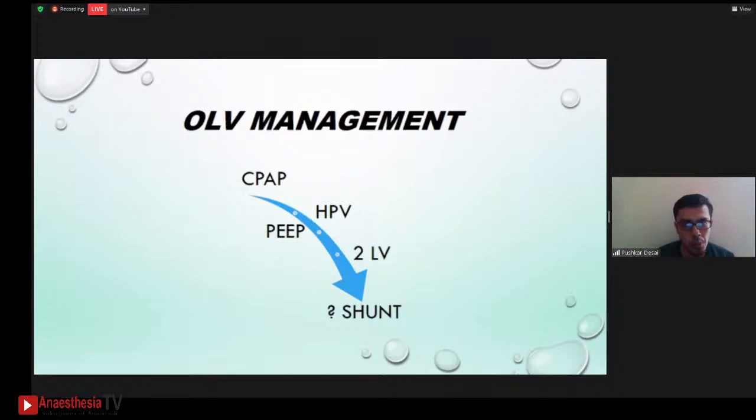Yes, thank you. If the problem of hypoxia is persisting, we should always communicate with the surgeon, and two lung ventilation is to be reinstituted. If the problem still persists, we should always look for reversal of shunt in case a PFO is present. In that case, TOE monitoring is helpful.